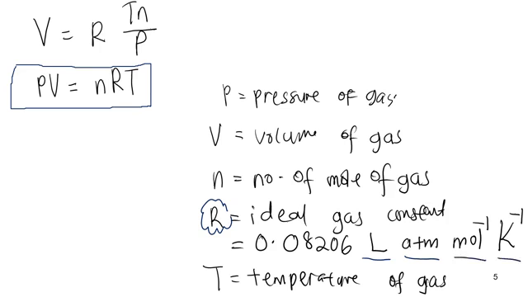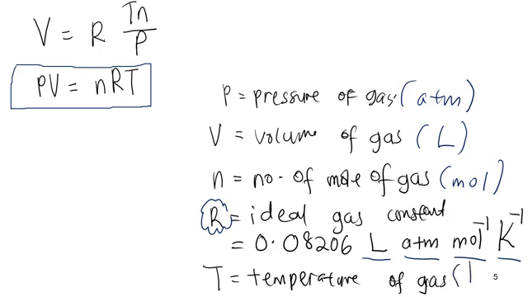That means the pressure of the gas must be in ATM unit. If the data given in the question is in millimeter mercury, in torr, or in the Pascal unit, so you need to convert the pressure of the gas to ATM. And then volume of gas mesti in liter. Why? Because the unit for the R is liter ATM per mol per Kelvin. Number of mole of gas mesti mol unit. And then temperature of the gas must be in Kelvin unit. So kalau dia bagi data tu dalam degree Celsius, you need to convert to Kelvin.